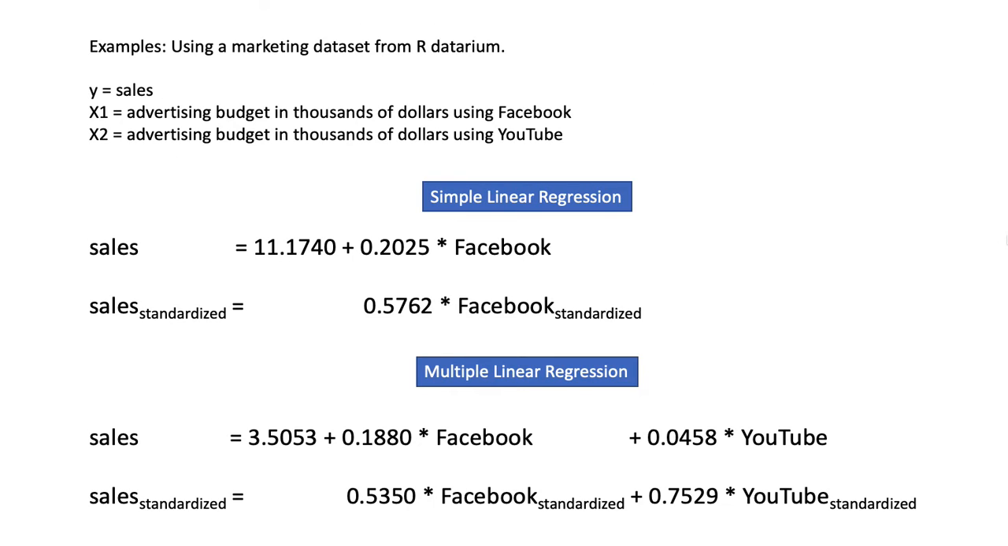And you can see the result here for both simple and multiple linear regressions, and for both unstandardized and standardized coefficient estimates. Please feel free to pause the video and think about how you can interpret the information here in terms of what we have covered in this video.